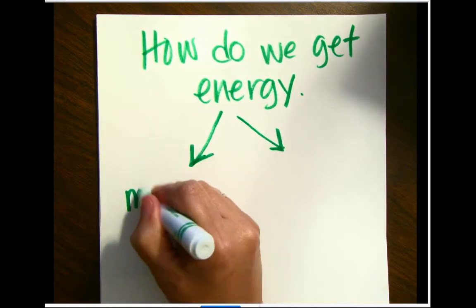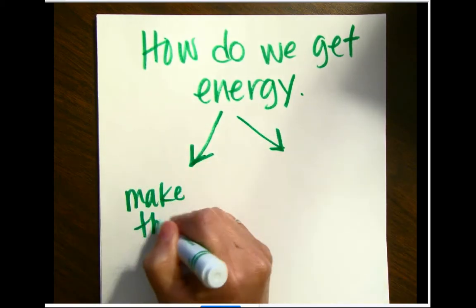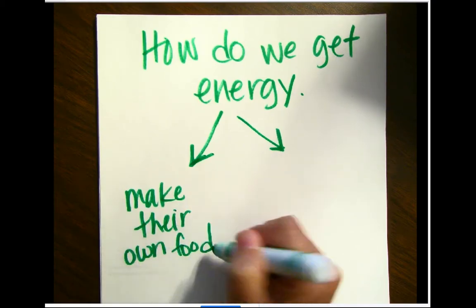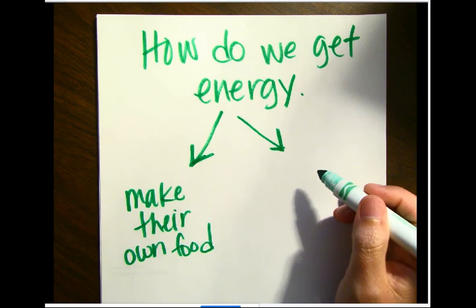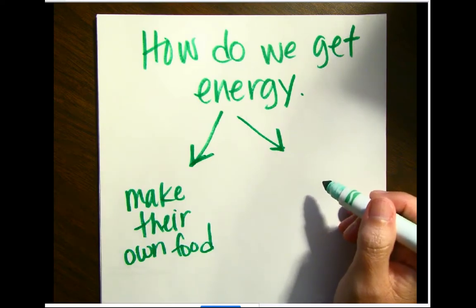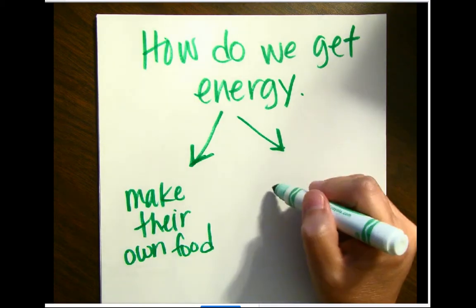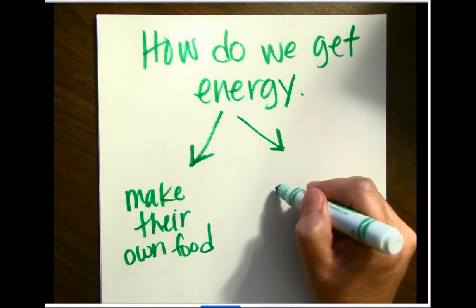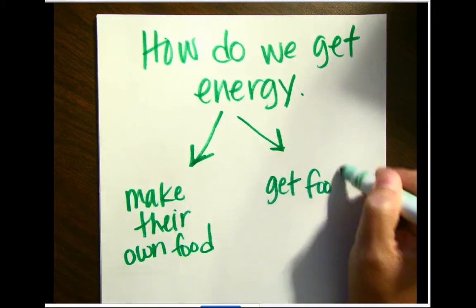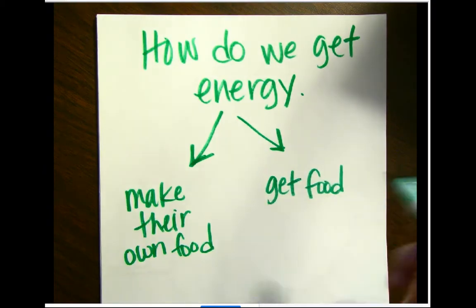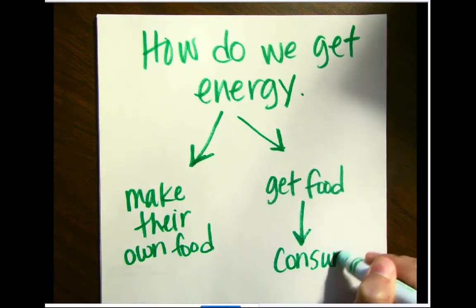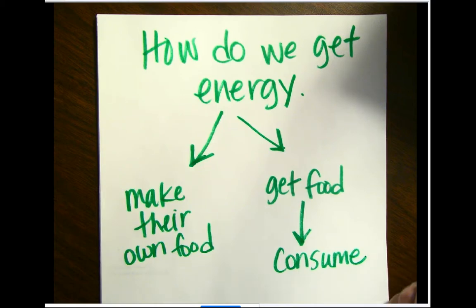One type, they can make their own food. And the other type is like us. People, cats, fish, birds, worms. We can't make our own food, so we have to get food from other places. We are called consumers. We consume food.